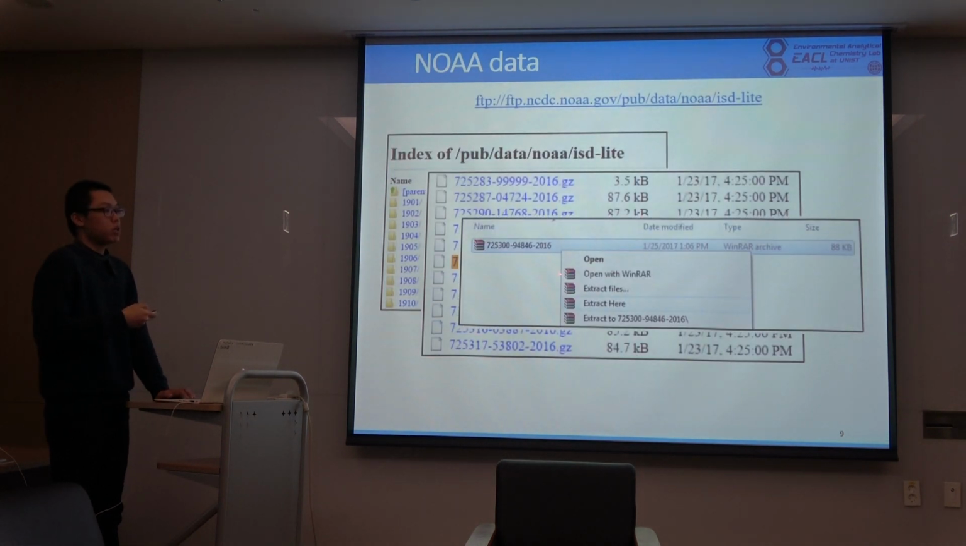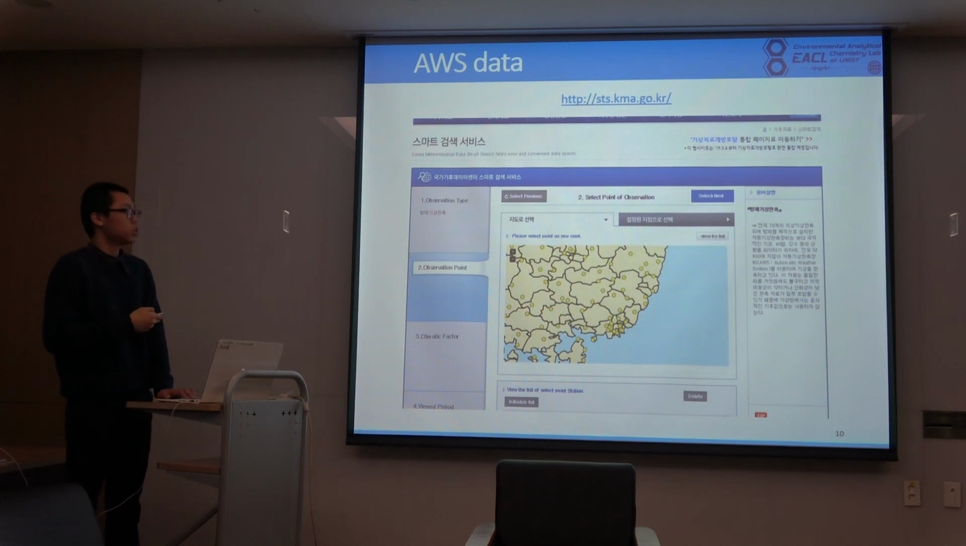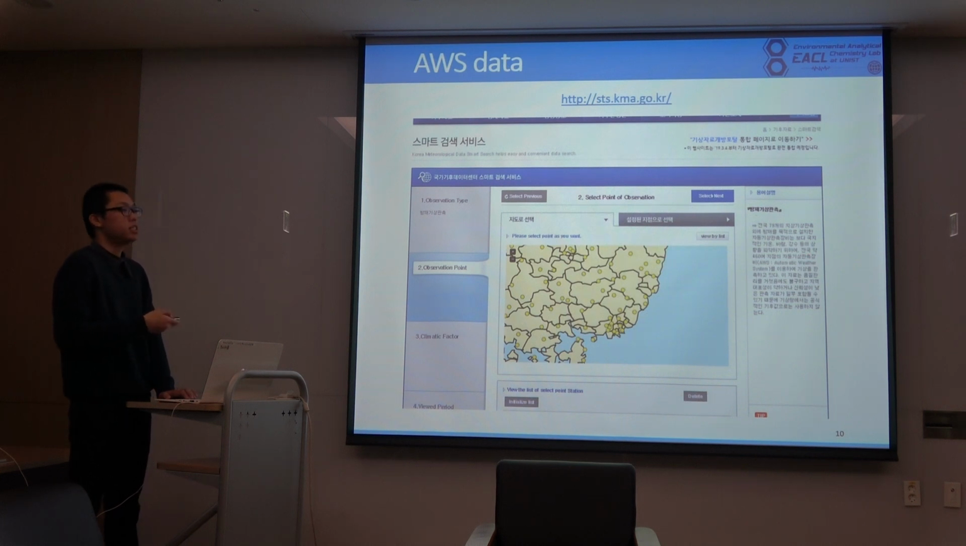Download it to your computer and then extract it to the same folder as the two functions, as I mentioned before. So another way is to go to this website and download the meteorological data using the AWS stations. I will skip this one because it is easy for you.